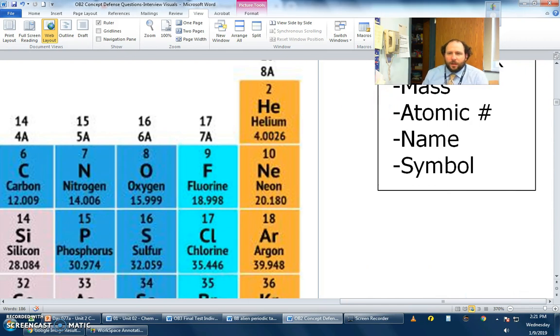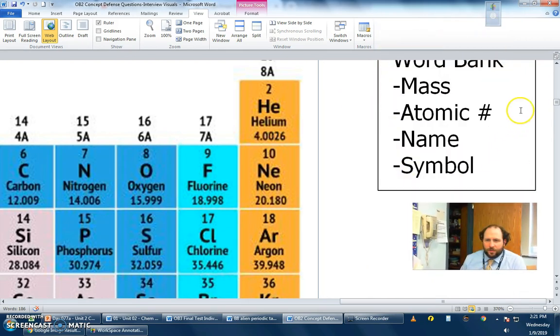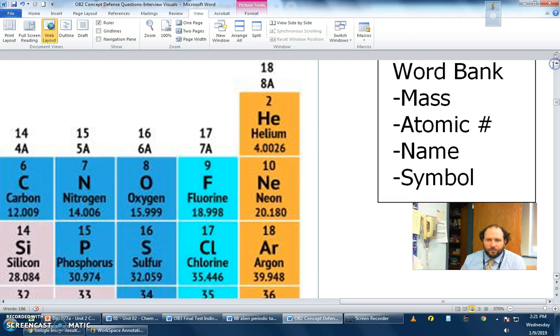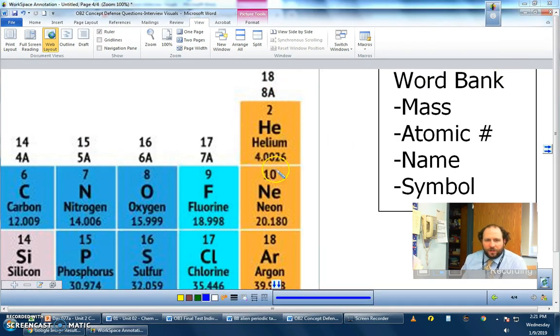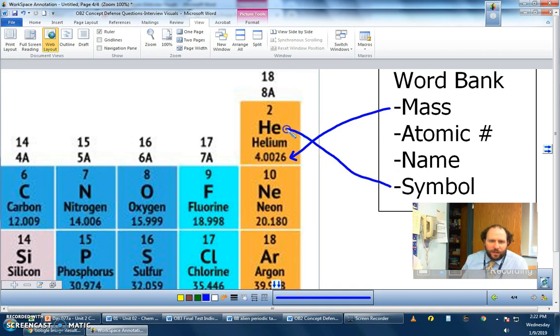Nice. And now we can go and use this word bank too. All right, so we're going to focus on helium, and we're going to identify the different parts here. So the atomic mass is right here. The symbol is the abbreviation of the elemental name. Obviously its name right here. And the atomic number right over here.